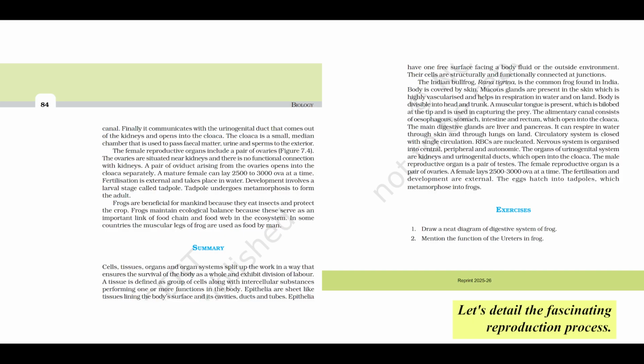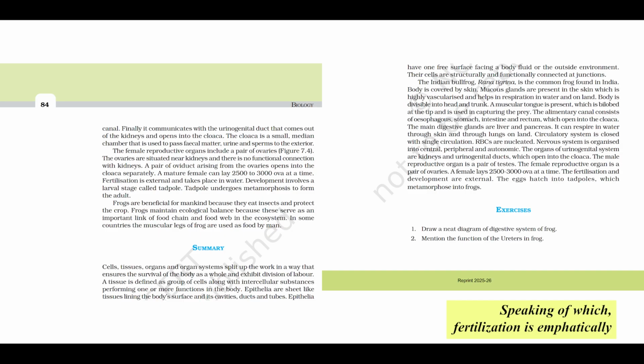Let's detail the fascinating reproduction process. A mature female can lay a remarkably large number of ova, typically 2,500 to 3,000 at a time. Wow, that many. Why so many? It's an adaptation to increase survival chances. Fertilization is external, and the larvae are vulnerable. So more eggs mean a better chance some will survive.